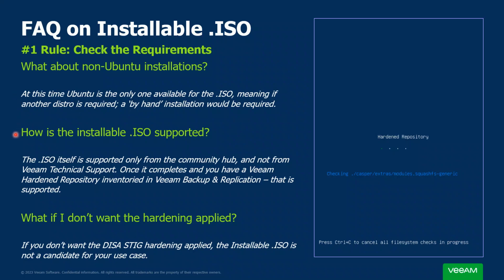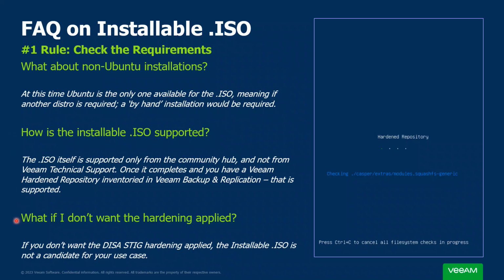Next question, how is this supported? Well, the ISO itself is only supported in the Community Hub, and that is not Veeam technical support. But once you get it deployed and have a Veeam repo inventoried in a Veeam BNR, that is supported, okay? Now, I can tell you, we've had discussions, self-help, we've had changes to the ISO made, so we do actually make progress in the Community Hub here, but just note, this is loosely equivalent to like a VMware fling.